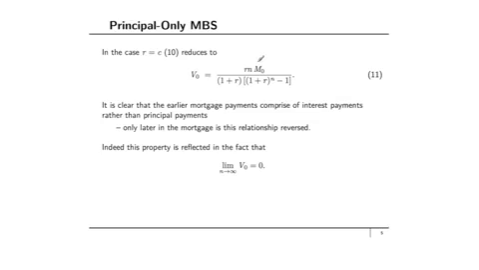Now, it is clear that earlier mortgage payments comprise interest payments rather than principal payments. Only later in the mortgage is this relationship reversed. Well, how do we know this? We saw earlier that I_K is equal to C times M_{K-1}. So this is the interest payment that is made in time period K, and P_K, the principal payment that is made in time K, is equal to B minus the interest payment, so that's minus C M_{K-1}.